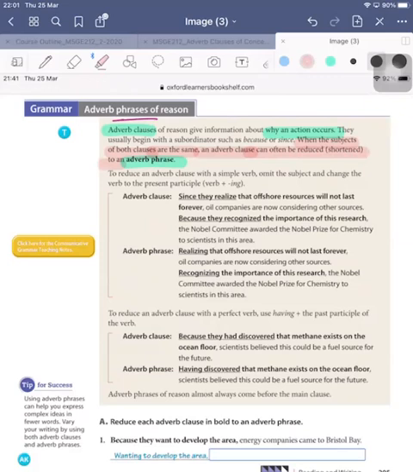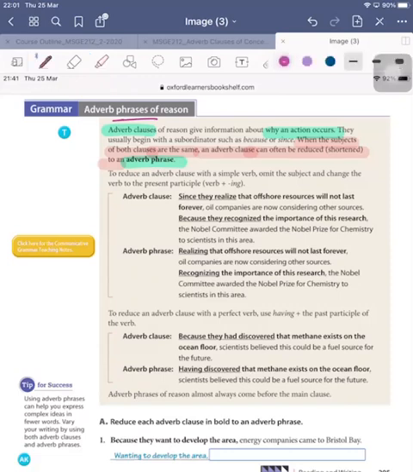Honestly speaking, I don't really care about the names, like adverb phrases of reason, adverb phrases of time, whatsoever. I don't really pay attention to that too much. I just want you guys to be able to see the grammar part or see words and then you're able to use it. That's the main thing. Okay, right.